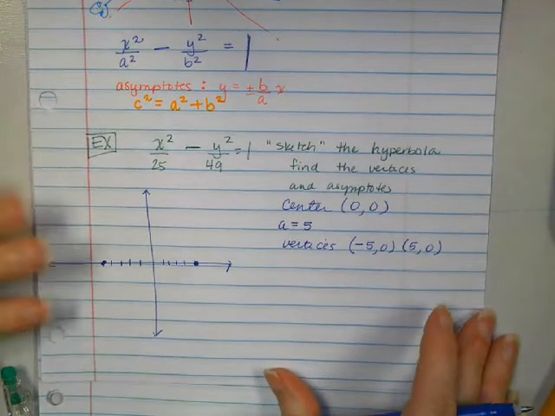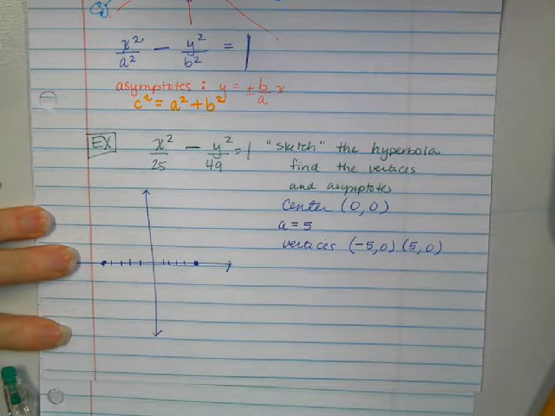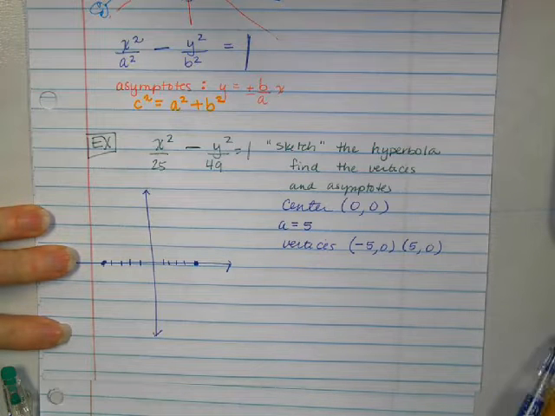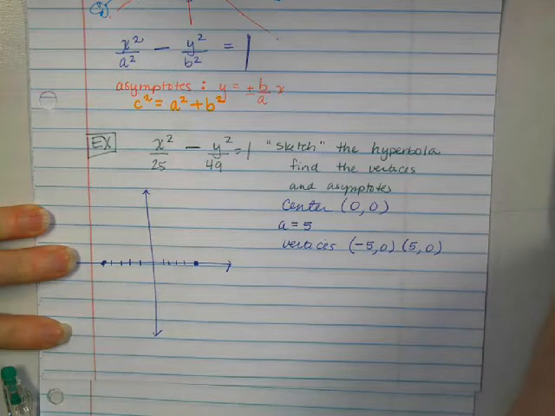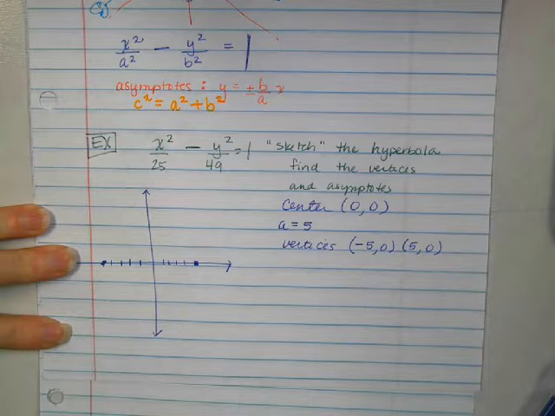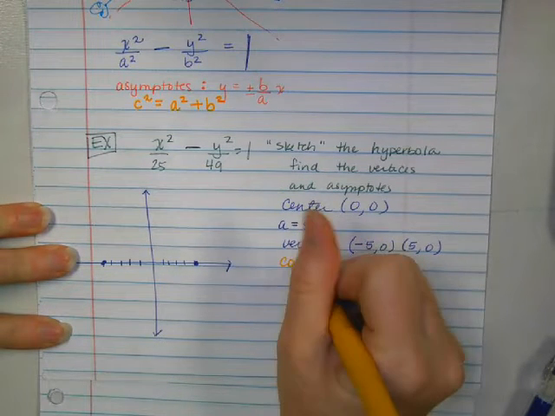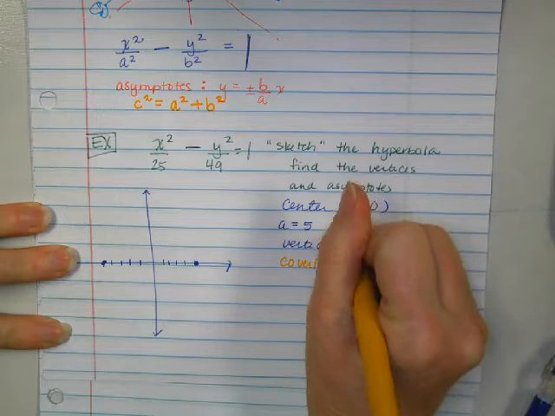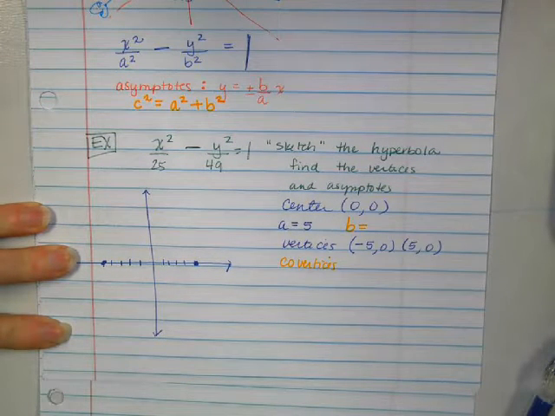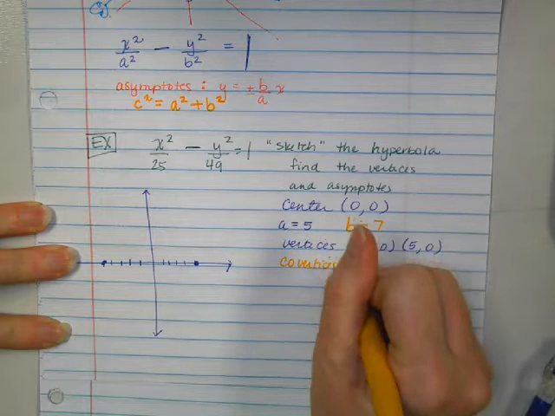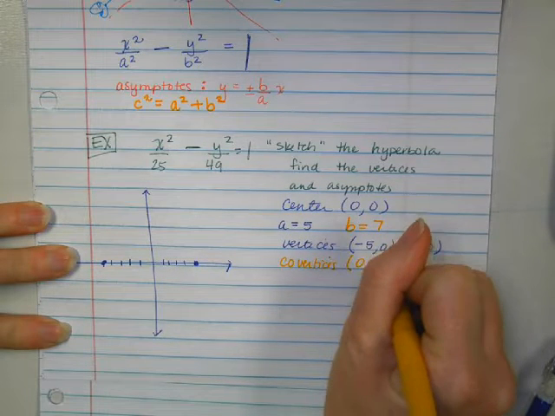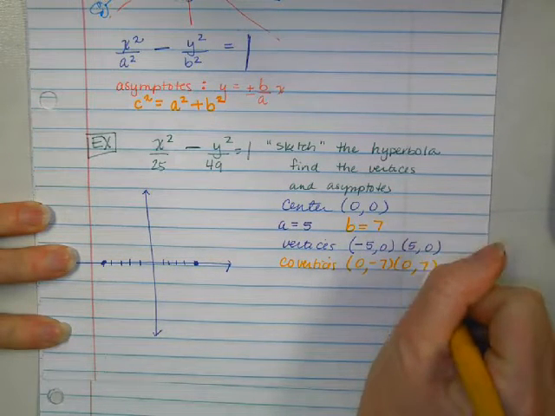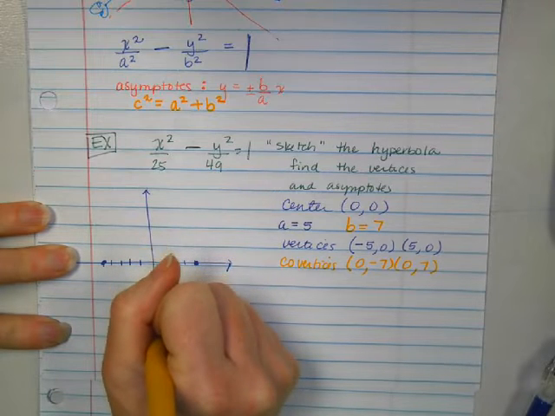They did not put this word in the book, but the other way that you go, those are technically called your co-vertices. I don't know if your MyMathLab will call them that because it's not in the book, so they probably don't, but that is what they're called. My co-vertices would be on the up and down in this case with my b value. So what's your b value? 7. So they would be 0, negative 7, and 0, 7.